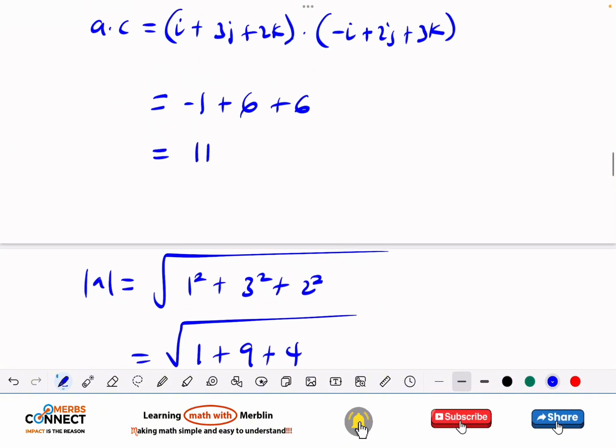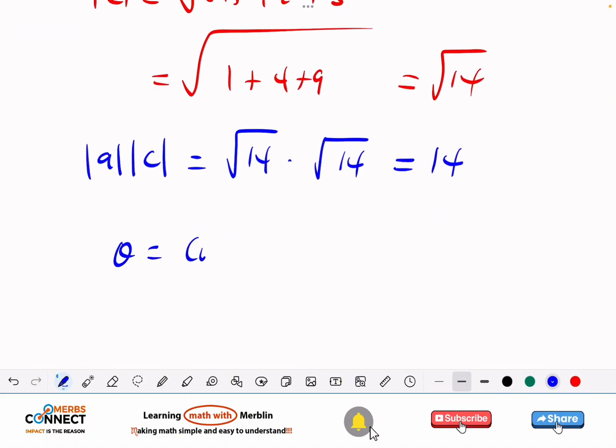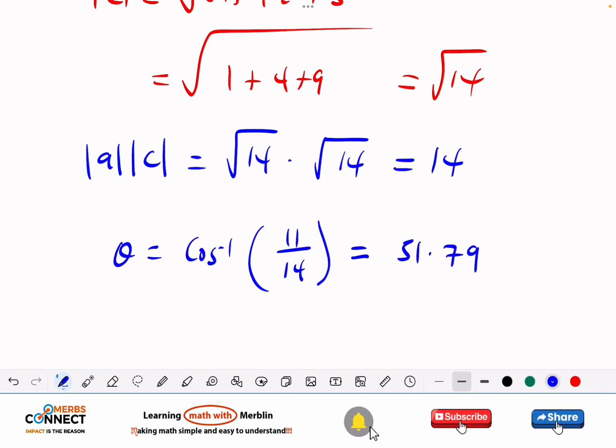So now we know the dot product is 11, and we know the magnitudes give 14. So theta is equal to cos inverse of 11 divided by 14. When you put it on the calculator, you should get 51.79. That's what you are going to get.